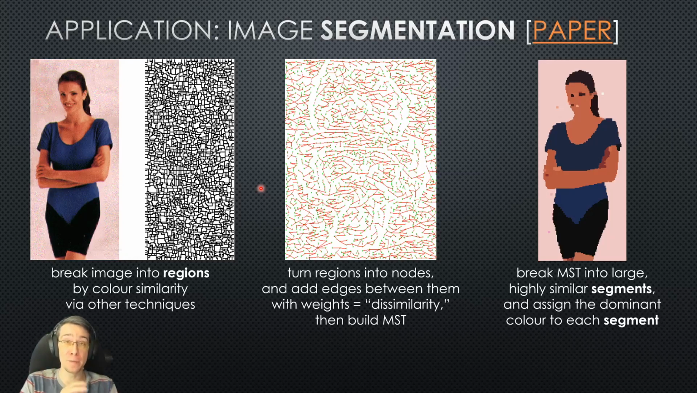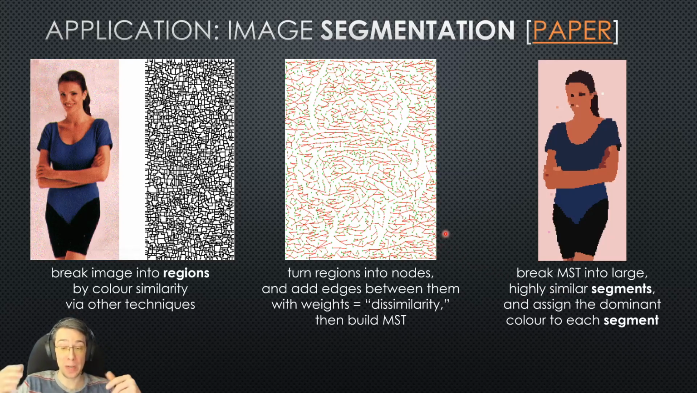So our MST algorithm is going to favor picking edges that have light weights, that have very similar colors. So in some sense, this MST is going to connect all of the regions in the way that minimizes the dissimilarity in their colors. And if you think about what heavy edges in this minimum spanning tree represent, those heavy edges represent crossings between dissimilar colors. So what we can then do is break this minimum spanning tree into large, highly similar segments, and we're going to try to break edges that represent very dissimilar crossings between very dissimilar regions.